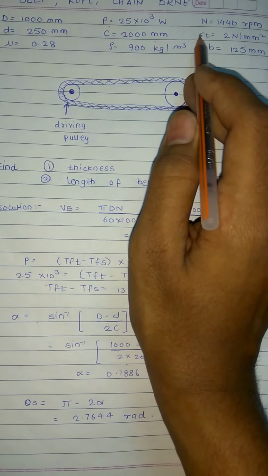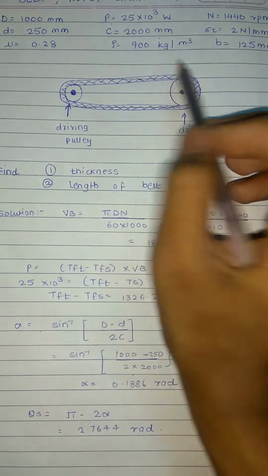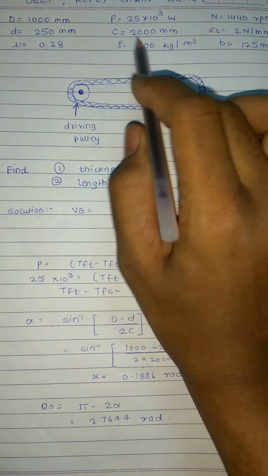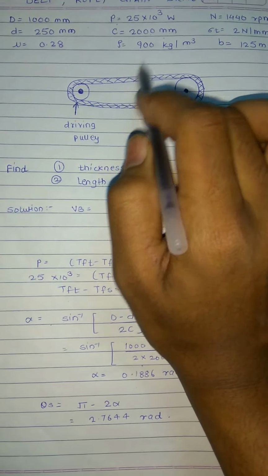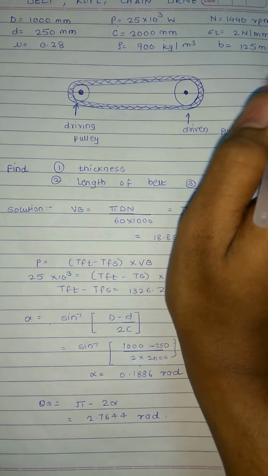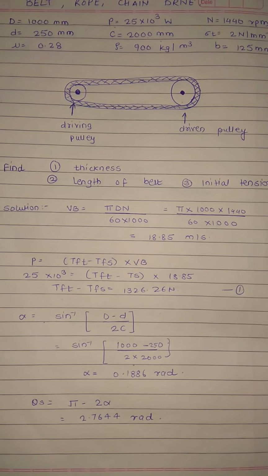Sigma d, that is tensile strength, is given as 2 Newton per mm square. Mu is the coefficient of friction between the belt and the pulley, 0.28. Rho, that is the belt material density, is 900 kg per meter cube, and width of the belt is given, that is 125 mm. So this is the given data always provided for solving the belt problem.